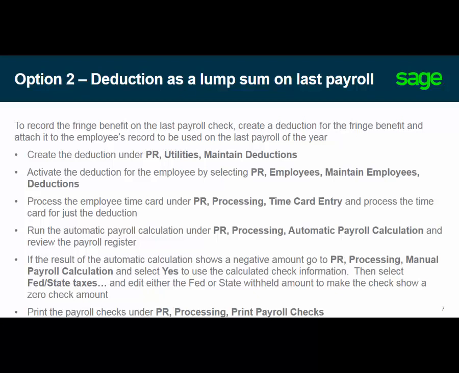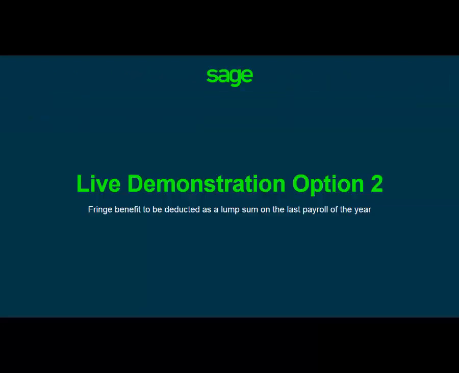If the result of the automatic payroll calculation shows a negative amount, go into the manual payroll calculation, select yes to use the calculated check, and then adjust the federal or state taxes as needed to make the check show a $0 amount. Then you're going to print the payroll checks. Now we're going to take a look at a live demonstration on how to set up the fringe benefit to be deducted as a lump sum on the last payroll of the year.